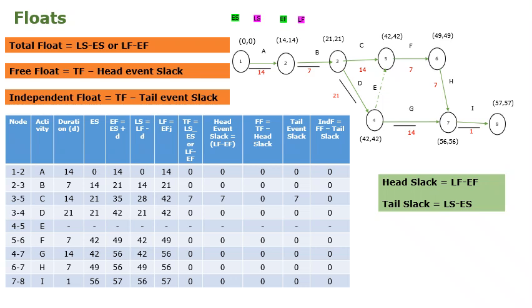Similarly, we calculate all the head event slacks. After calculating the head event slack, the free float can be calculated using the formula total float minus head event slack. Similarly, the independent float can be calculated using the formula total float minus tail event slack. For activity A, the tail event slack will be at the end of the arrow, that is 0 minus 0. Similarly, you can calculate all the float values.